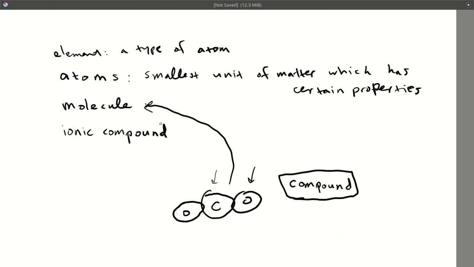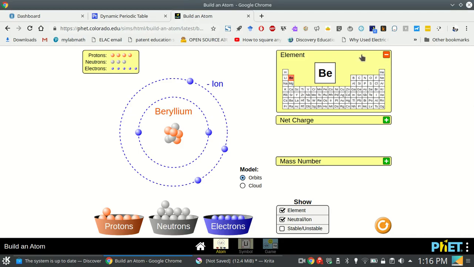So if I have a carbon atom, a carbon atom has 6 electrons. And 2 of the electrons are on the inside, and 4 of the electrons are on the outside. You want to see? So here's a carbon atom. Let me build a carbon atom for you.